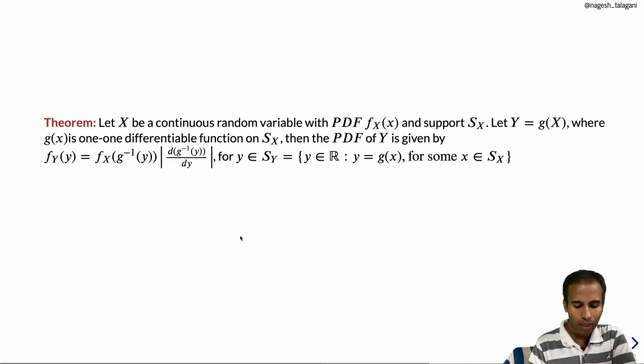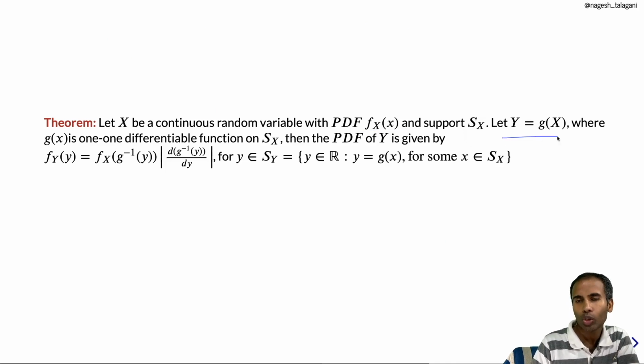Theorem. Let X be a continuous random variable with a PDF small f_X of x and support S_X. And here we have a transformation Y equal to g of X, where g is a one-to-one differentiable function on the support of X. Then the PDF of Y is given by f_Y of y equal to f_X of g inverse y times the modulus of the derivative of g inverse y with respect to y, for y belonging to the support of Y, which consists of values that g can take over S_X.